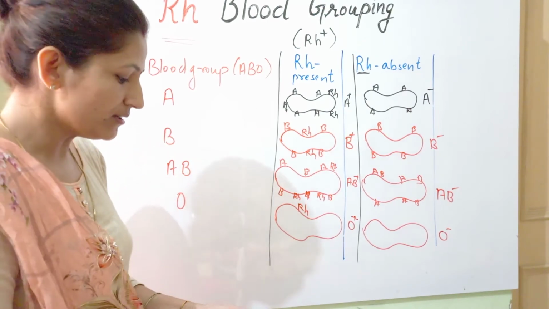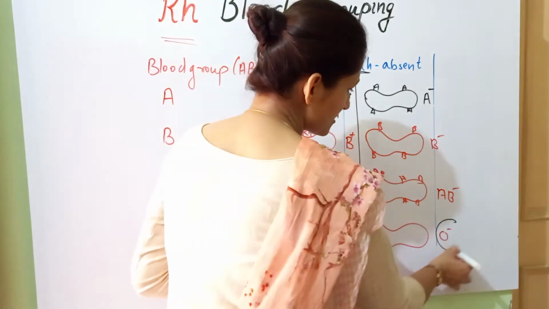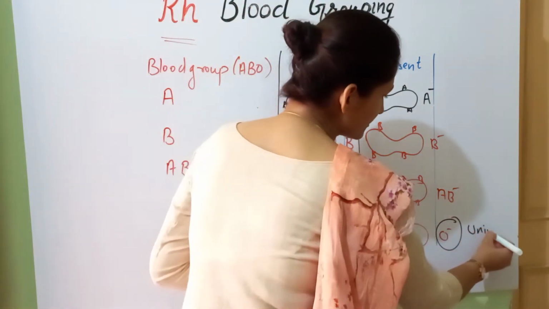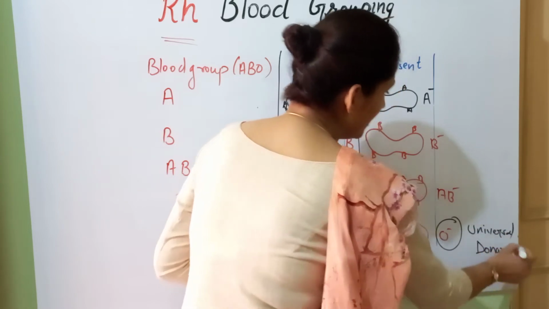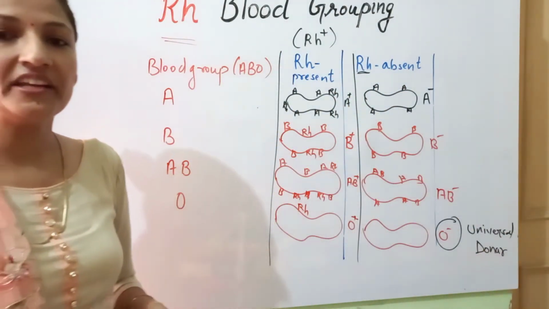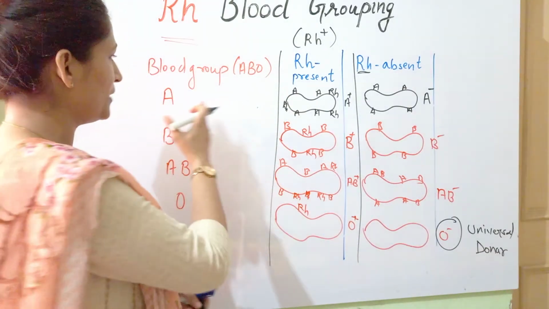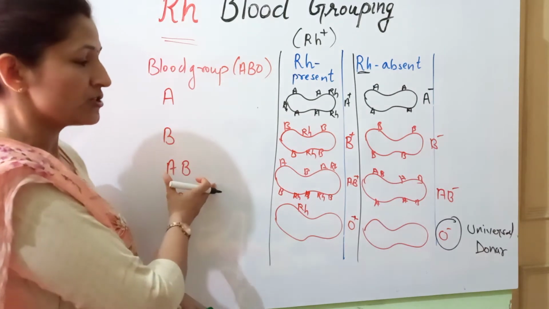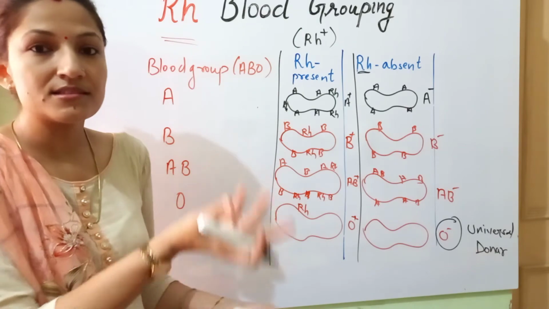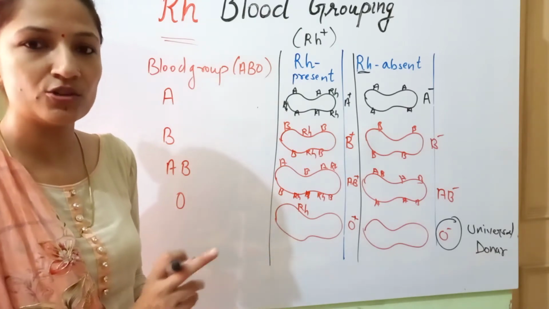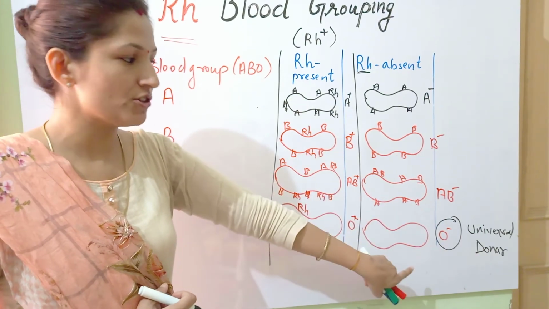Okay, overall, the O negative blood group is the universal donor. Okay, because it is not containing any kind of antigen. So when it will be given to the person of blood group A, B, AB, whatever the antibodies are present, they are not going to kill anything, because there is nothing on the surface of the O negative person's blood. Got it? So this is the universal donor.